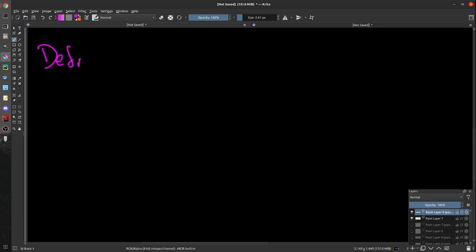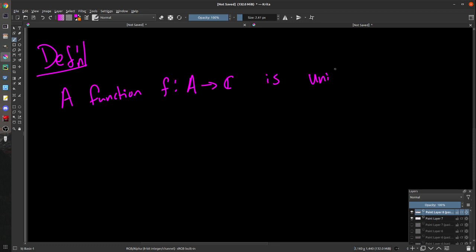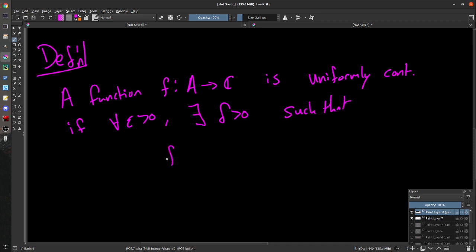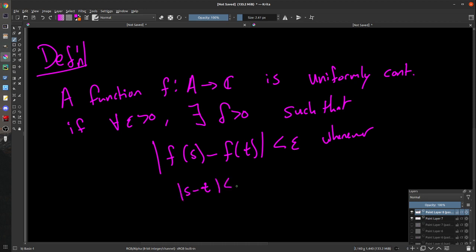So a definition, this is uniform continuity. A function f from, say, A to the complex plane, a subset of C, is uniformly continuous if for all epsilon greater than 0, there exists a delta greater than 0, such that |f(s) - f(t)| is less than epsilon whenever |s - t| is less than delta.